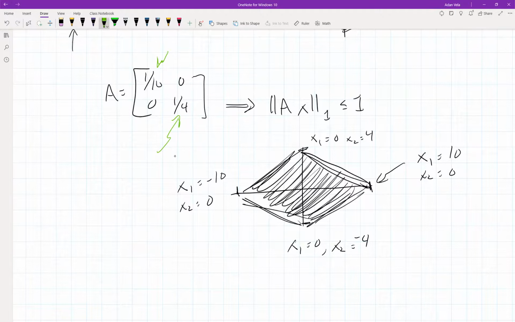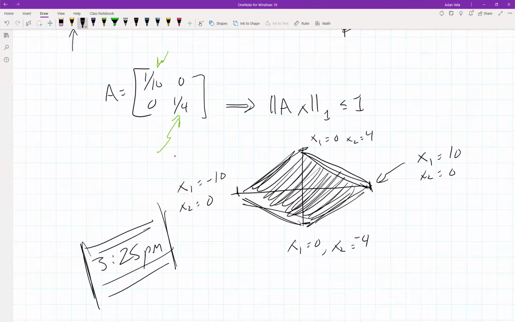Okay, so that's a pretty good primer on convex sets. Let's go ahead and take a break, and we'll join back up to talk about convex functions at 3:25 p.m. Okay, all right, cool. So I'll see you guys in about 10 minutes.